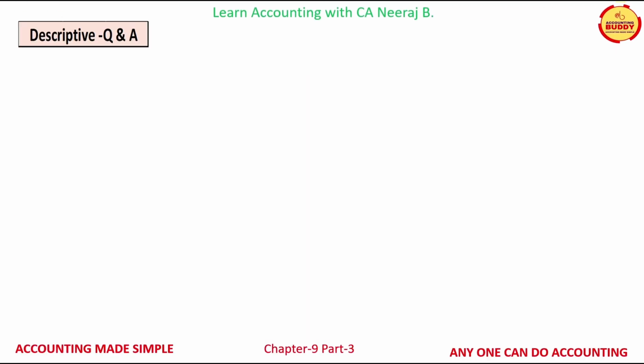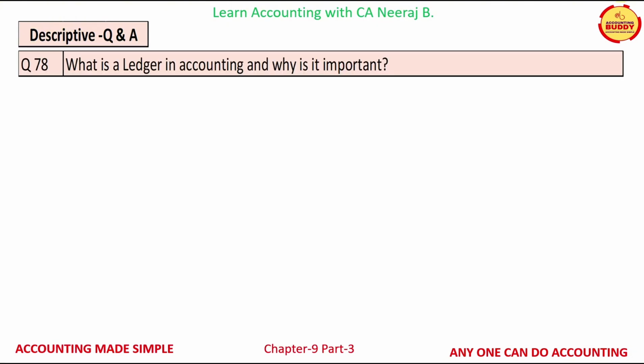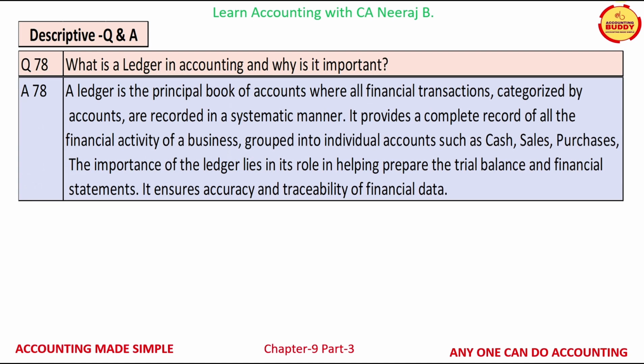In this section, we will address a few descriptive questions and answers. Question number 78 is, what is a ledger in accounting and why is it important? The answer is, a ledger is the principal book of accounts where all the financial transactions categorized by accounts are recorded in a systematic manner.